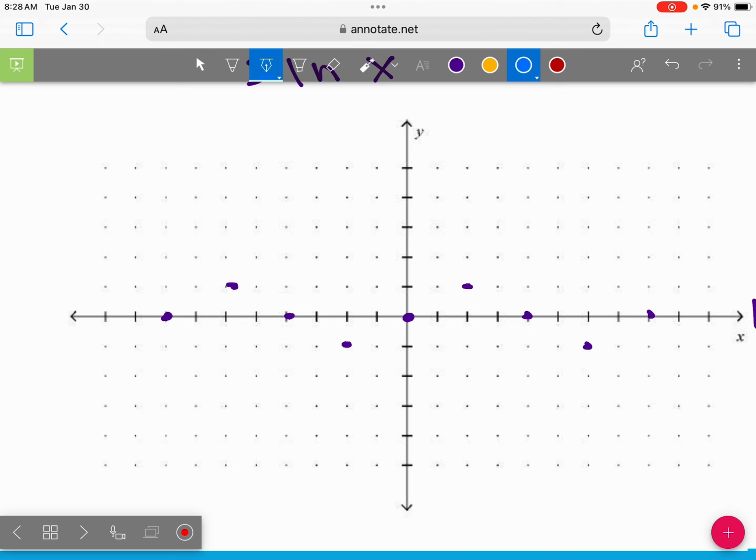Yep, so we'll go over it together. But we're just plotting the points for sine x. Yeah, we'll go over it.